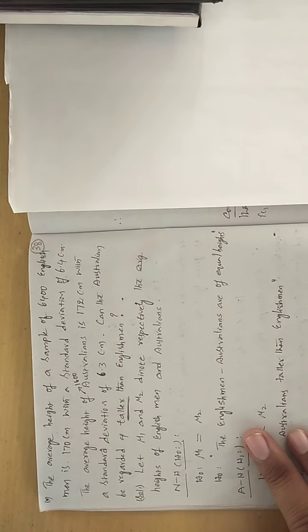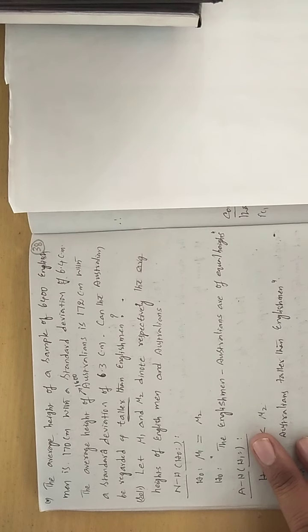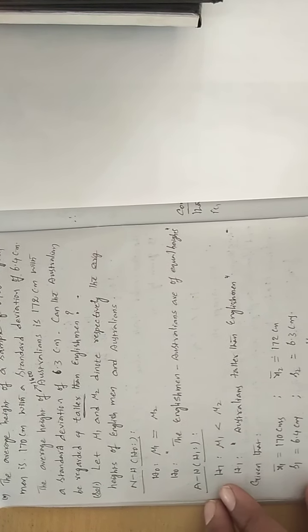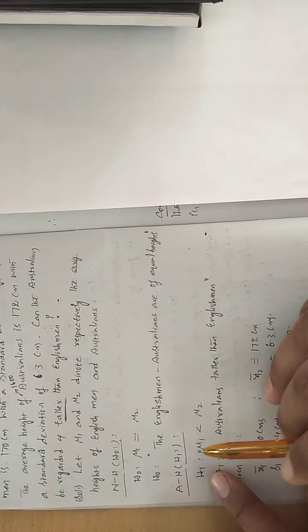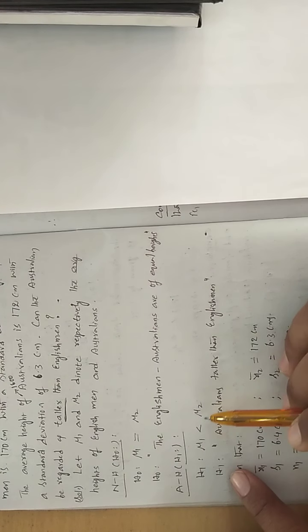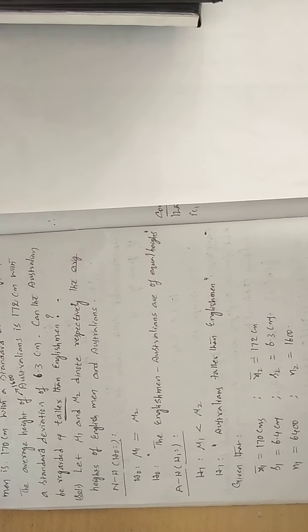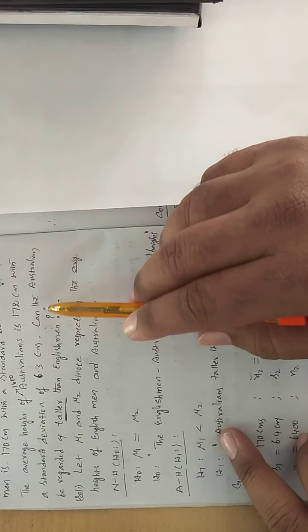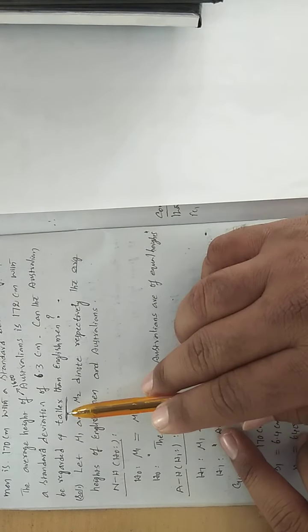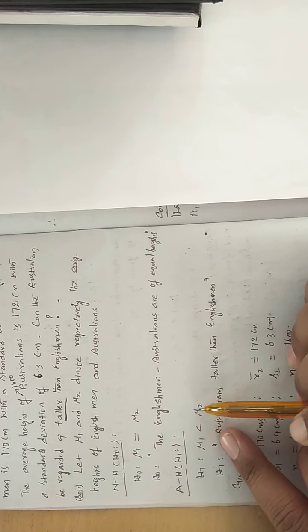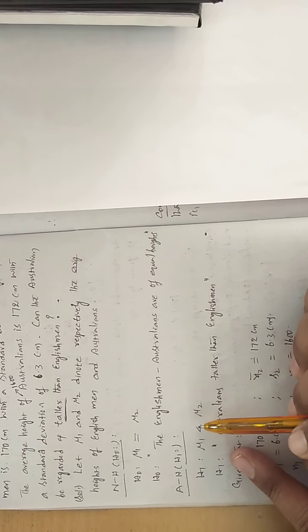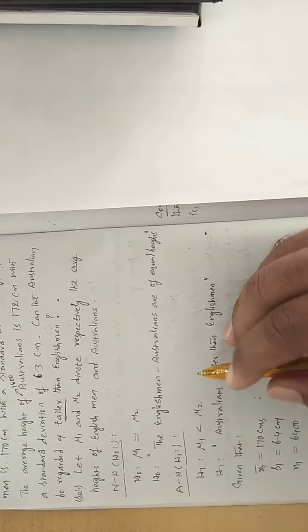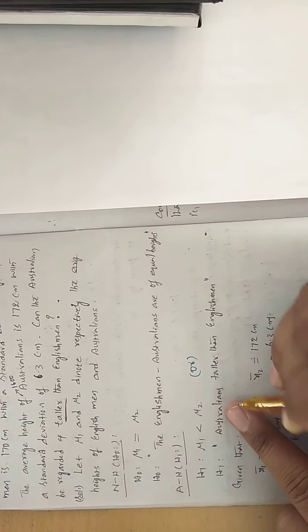Now the alternative hypothesis is very important. H1: mu1 represents Englishmen, mu2 represents Australians. So what is the question sentence? Can the Australians be regarded as taller than Englishmen? So Australians are going to be more in height. That means we can compare these two by means of the less than symbol, or else if you want you can write like this also.